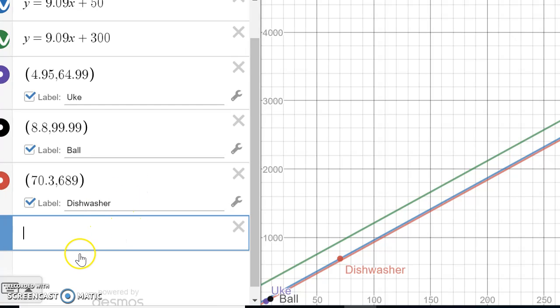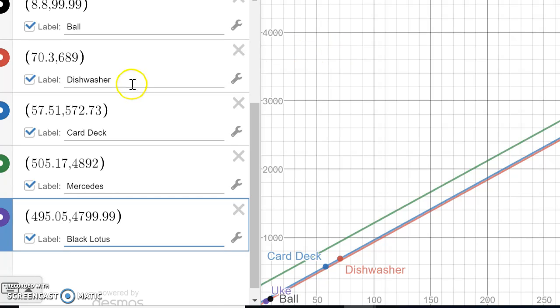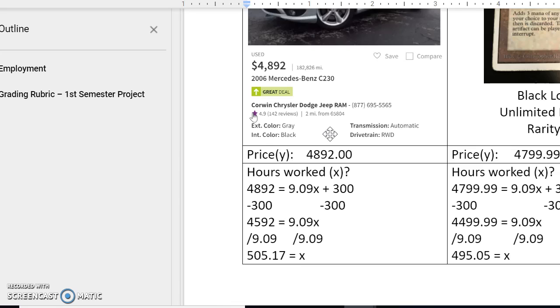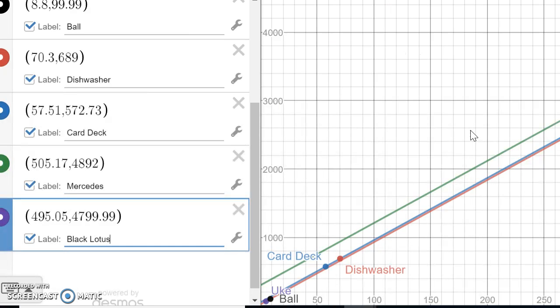We're at 10 minutes right now, so I'm going to pause, put in the rest, and start it again. I went ahead and entered the rest of the information in from my project over here. So it just took me 500 hours of work to buy the Mercedes, and then another 500 hours to buy the Black Lotus card. But second thought, maybe I don't want the Black Lotus anymore, but whatever. It's a project. I put it in there, and we're done with that.